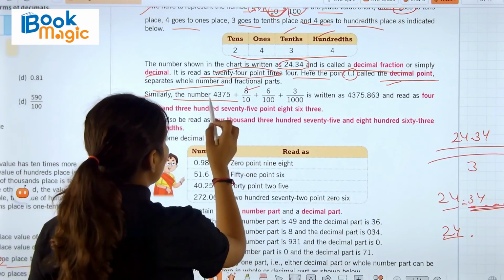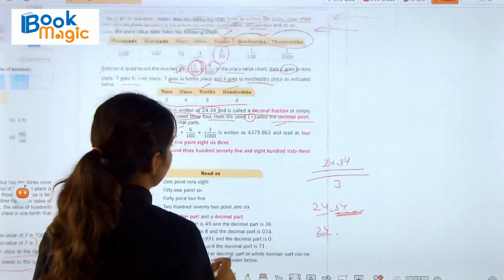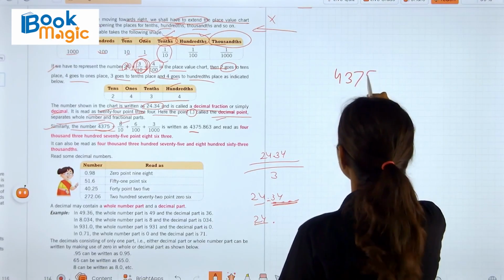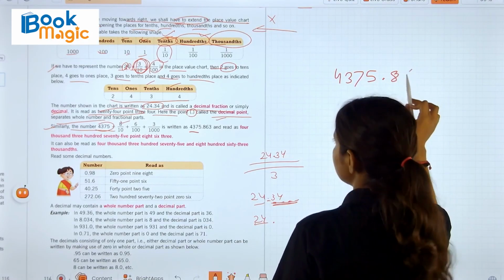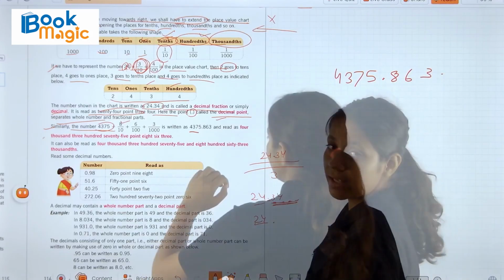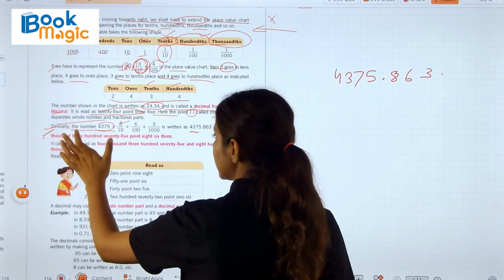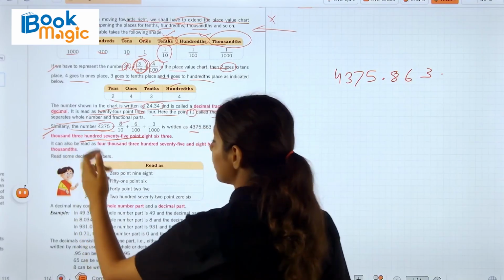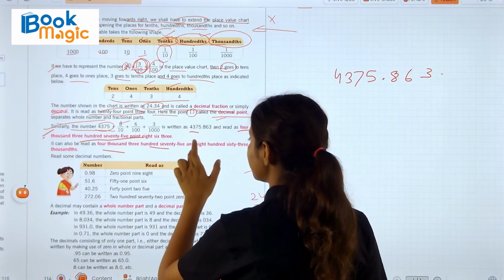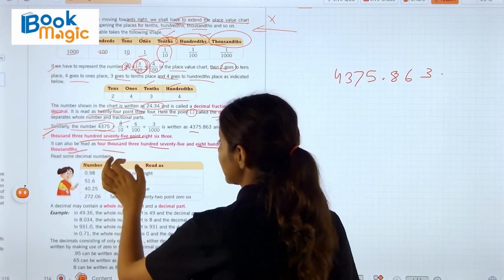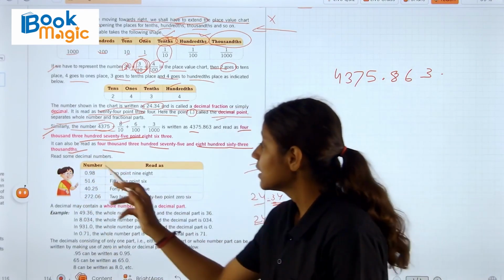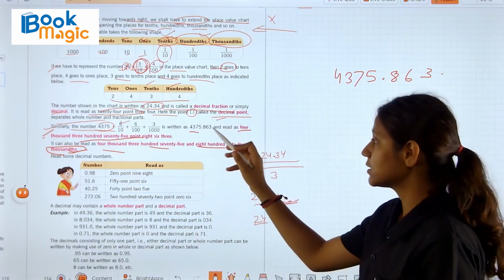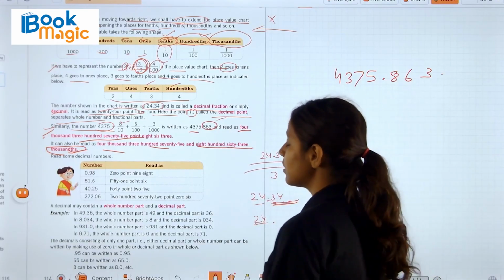Similarly, the number 4375 plus 8 by 10 plus 6 by 100 plus 3 by 1000 is written as 4375.863, and read as 4375.863. It can also be read as 4375 and 863 thousandth. So see here, it is saying thousandth. Okay, 863 thousandth because it is at the thousandth place.